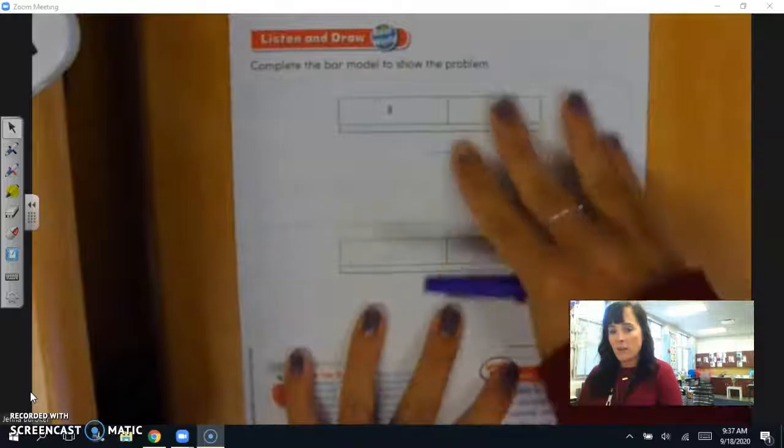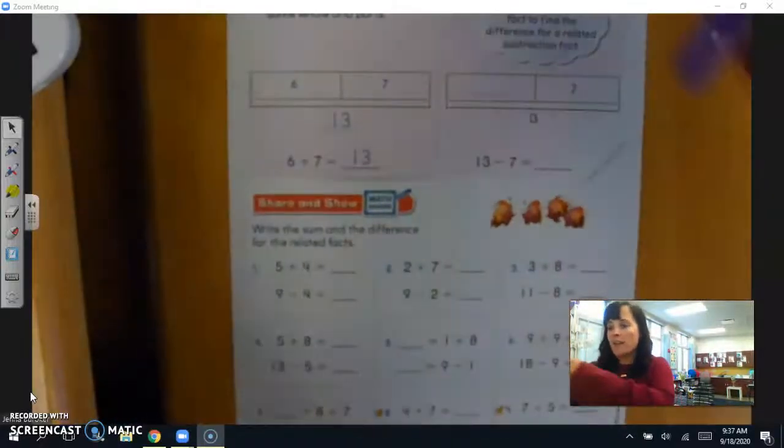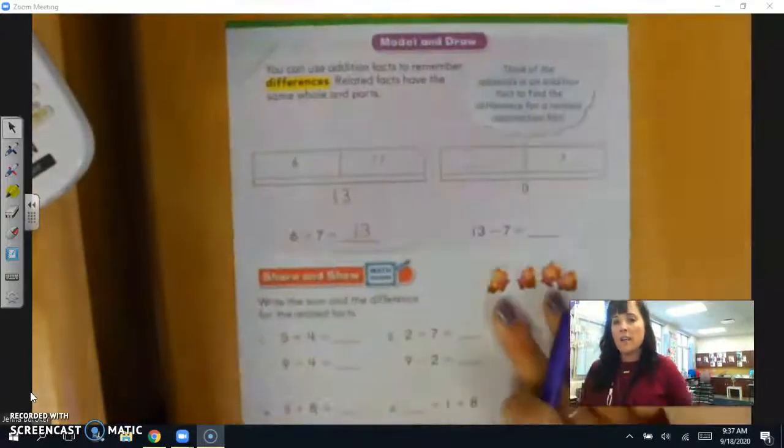We are not going to do this front page together, so I want you to flip onto the back. And we're going to start here for Model and Draw.